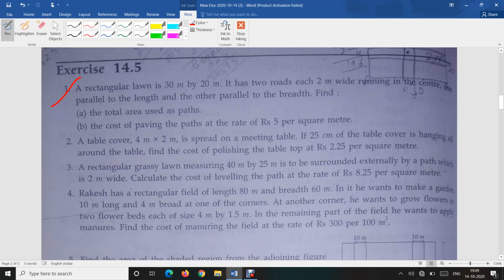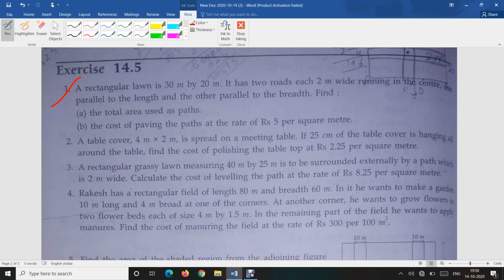The question number 1 is saying that a rectangular lawn is 30 meter by 20 meter. So from this line it is clear that there is a rectangular lawn whose length is 30 meter and the breadth is 20 meter. So first thing is we have to find out the area of this rectangular lawn.